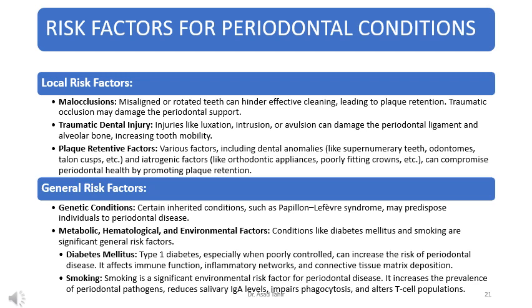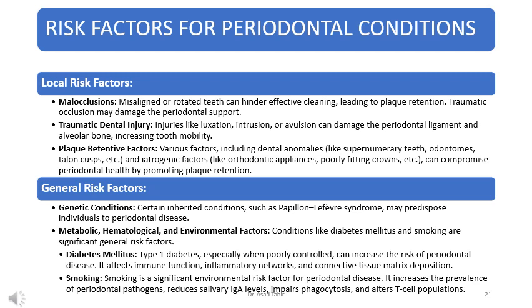General risk factors. Genetic conditions: certain inherited conditions, such as Papillon-Lefevre syndrome, may predispose individuals to periodontitis. Metabolic, hematological, and environmental factors: conditions like diabetes mellitus and smoking are significant general risk factors. Diabetes mellitus, type 1 diabetes, especially when poorly controlled, can increase the risk of periodontal disease. It affects immune function, inflammatory networks, and connective tissue matrix deposition.